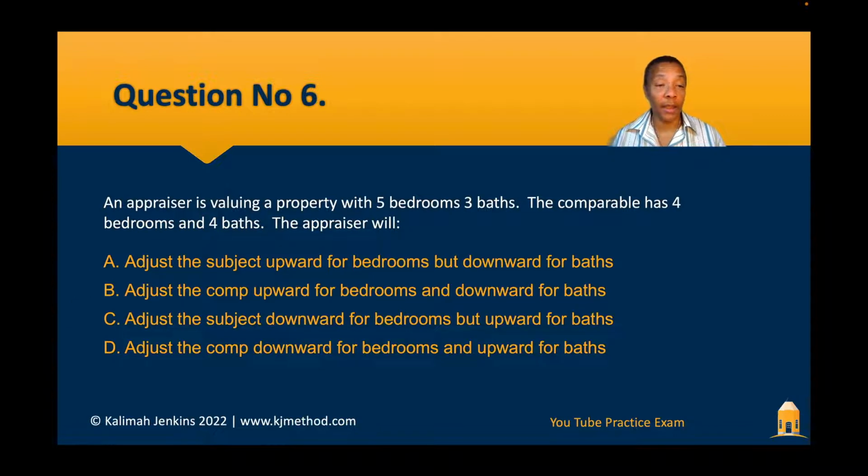Well, if I look at the answers here, I'm back in B, right? It's upward for bedrooms. But let's continue. The subject has 3 bedrooms. The comp has 4. That means the comp is better. So I'm going to subtract. So B looks like the best answer. Adjust the comp upward for bedrooms, downward for baths.